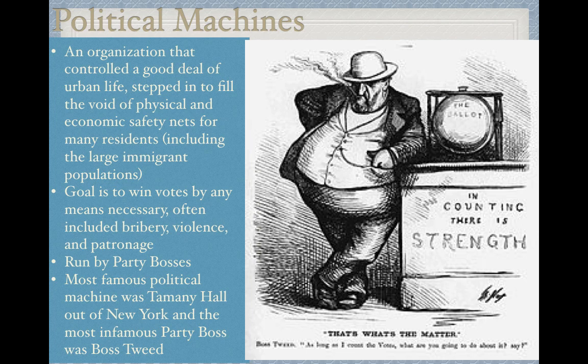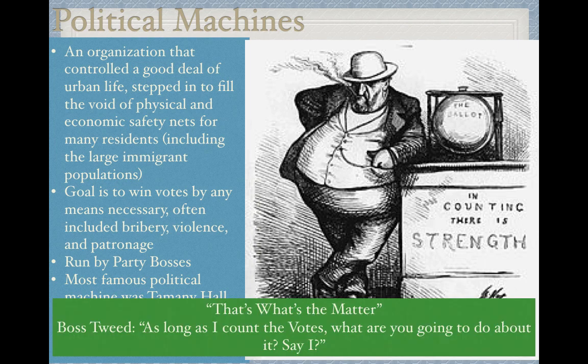This is a really well-known cartoon. It depicts Boss Tweed, and he's leaning on the ballot box there. The ballot is next to him, and underneath that it says, "In counting, there is strength." And below, which is hard to make out, it says this, "What's the matter?" That's the title of the cartoon. And Boss Tweed is saying, "As long as I count the votes, what are you going to do about it? Say I." So they worked for different political parties in exchange for voting one way. They would promise jobs, they would promise food, they would promise economic security.